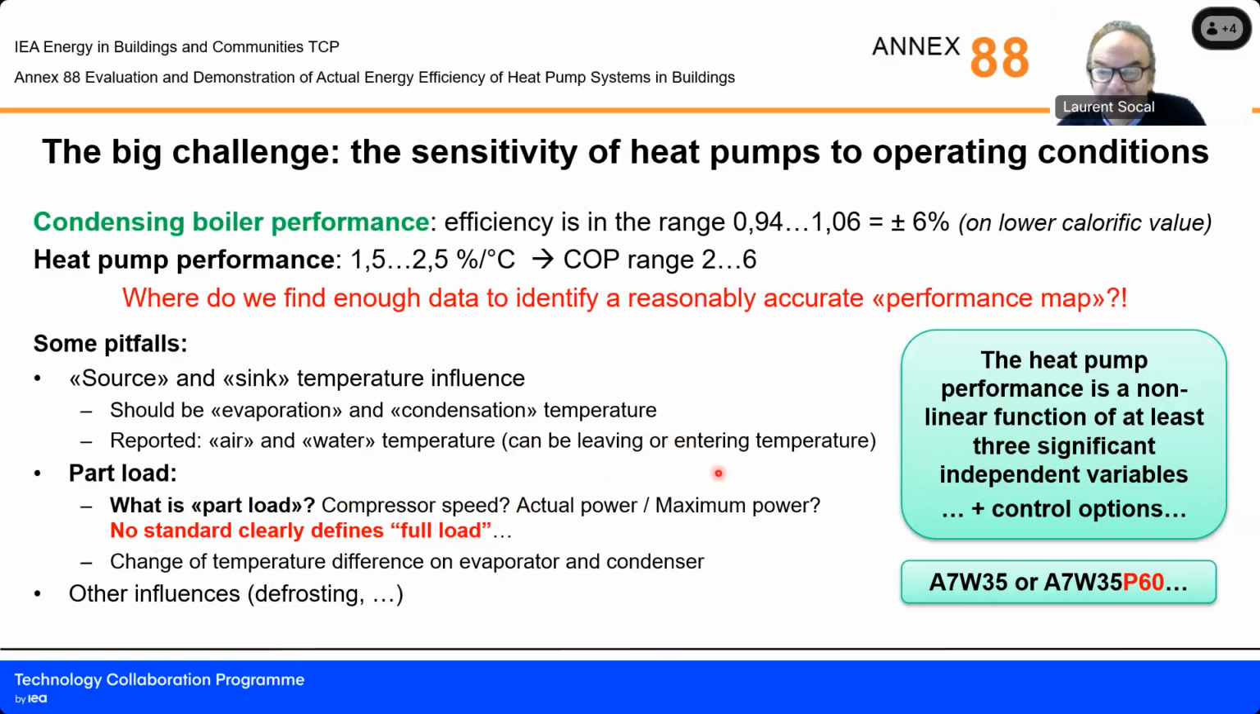and the dependency is not linear. For example, speaking about the COP, just to make another example, probably you are used to this kind of abbreviations. So A7W35 to mean that this is a COP on an air-to-water heat pump running with 7 degrees outdoor air and 35 leaving water temperature. But to be more complete, you should also specify, well, working at 60% load.